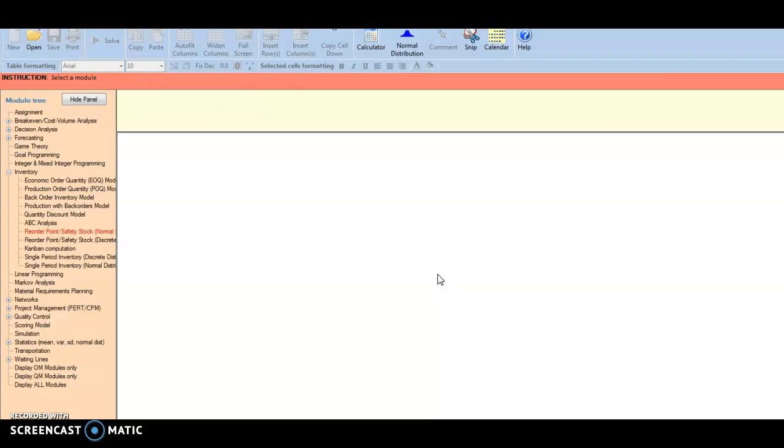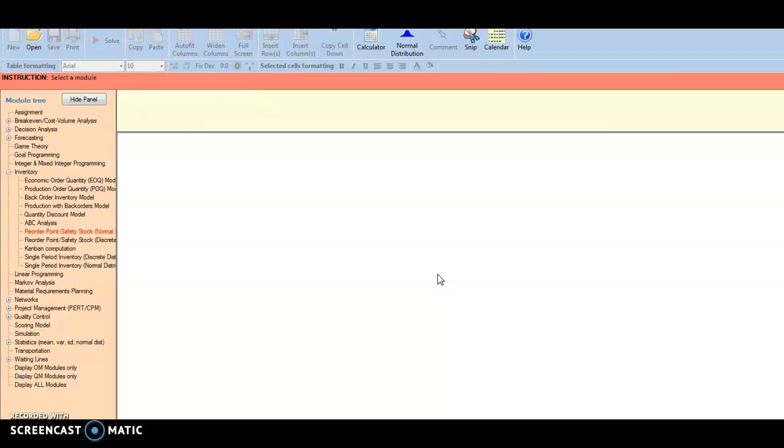Problem number 27 says Ned's Natural Foods sells unshelled peanuts by the pound. Historically, they've observed daily demand to be normally distributed. So note normally distributed, a mean of 80 pounds and a standard deviation of 10 pounds. Lead time appears also normally distributed with a mean of 8 days and a standard deviation of 1 day. What reorder point would provide a stock out risk of 10%?